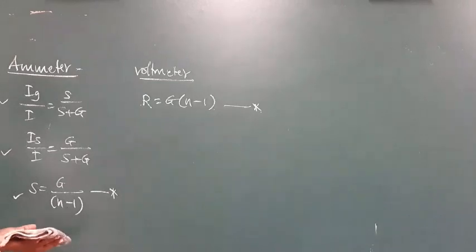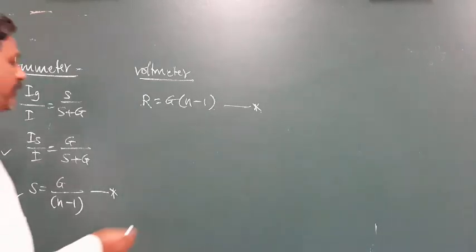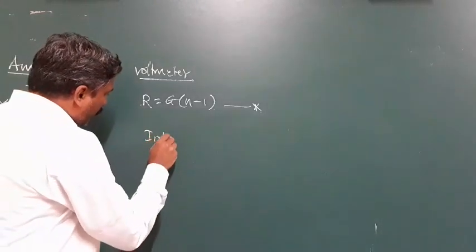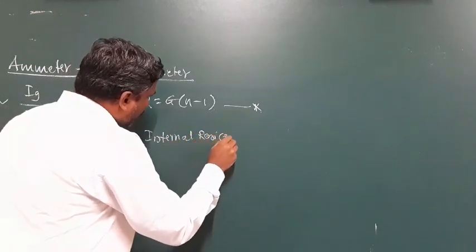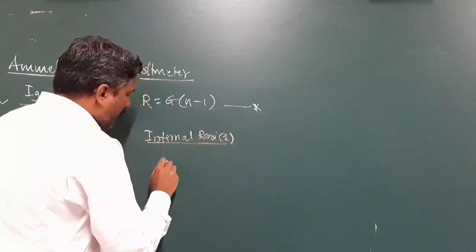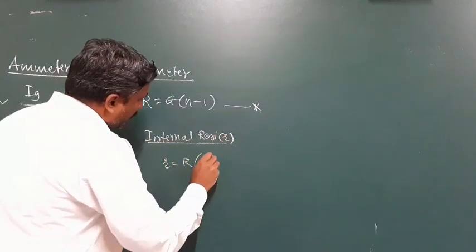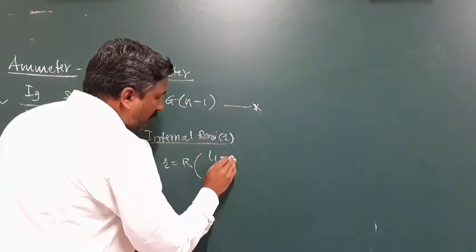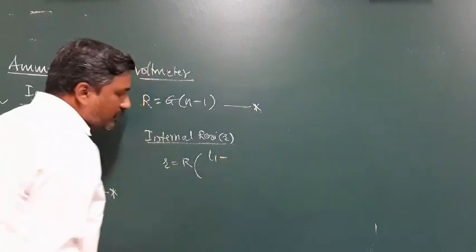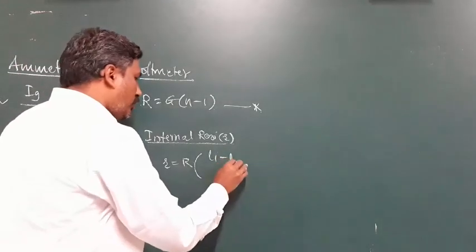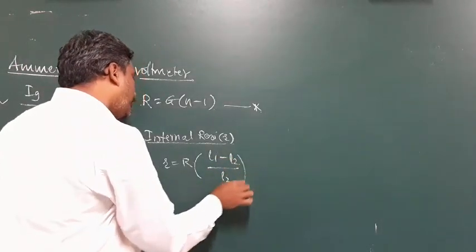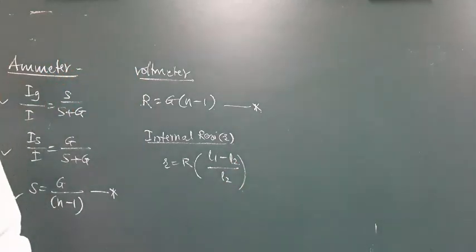Are based on the internal resistance of the cell. Now, what is the formula for the internal resistance of the cell? The internal resistance is symbolically expressed as small r equals capital R times (L1 minus L2) upon L2. This is the formula for the internal resistance of the cell.